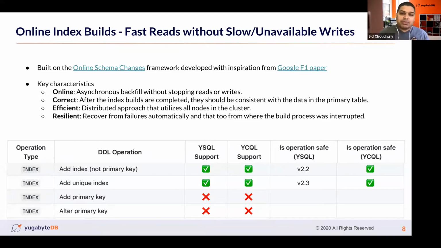So after the index builds are complete, they should be consistent with the primary data and should also obey all kinds of relational constraints that you may have added into the system to make sure the referential integrity is maintained.